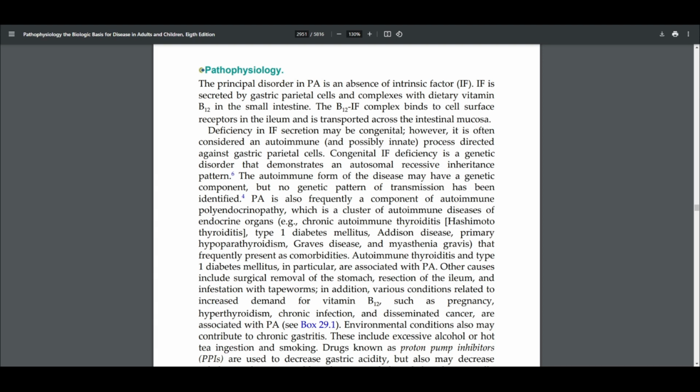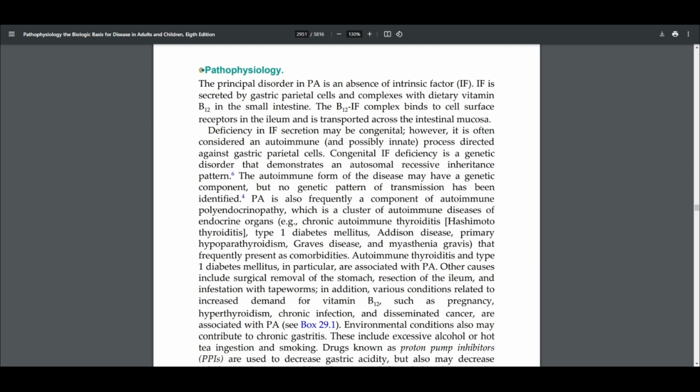Deficiency in that intrinsic factor secretion may be congenital. However, it is often considered an autoimmune process directed against gastric parietal cells. Congenital IF deficiency is a genetic disorder that demonstrates an autosomal recessive inheritance pattern. The autoimmune form of the disease may have a genetic component, but no genetic pattern of transmission has been identified.